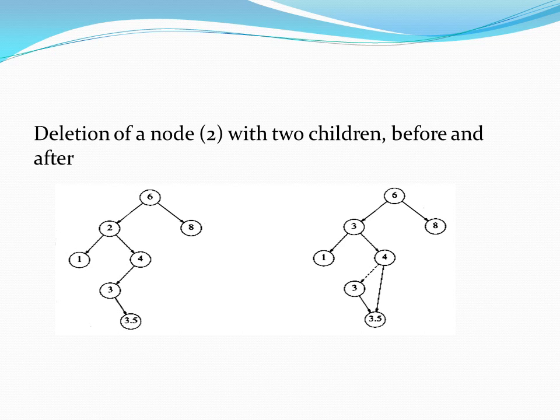Deletion of the node 2 with 2 children. Here 2 is present in the left subtree of 6. The node contains a left subtree and a right subtree. So we have to find the minimum element from the right subtree. In the right subtree the minimum element is 3. So 3 is moved to position 2.